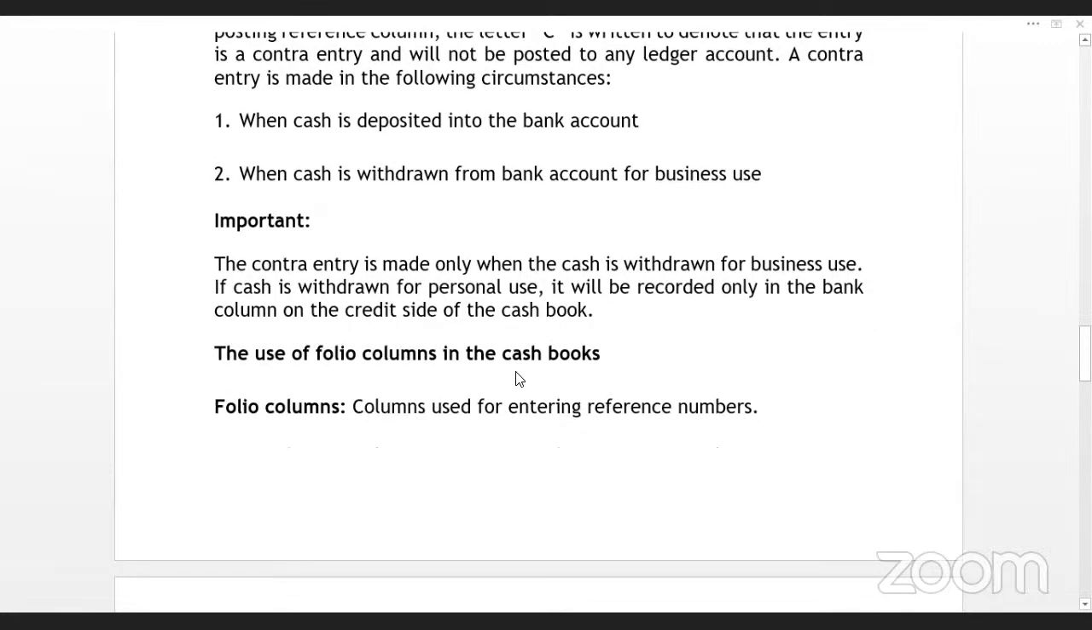Use of folio columns in the cash book. We have already looked at folio columns, and we said that sometimes they can also be referred to as posting references. Deposits of cash to the bank account.